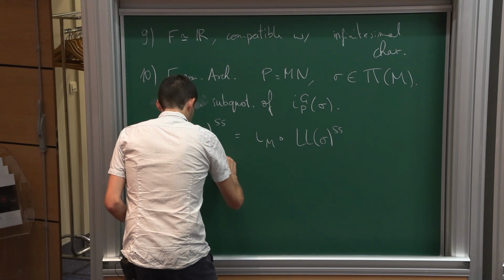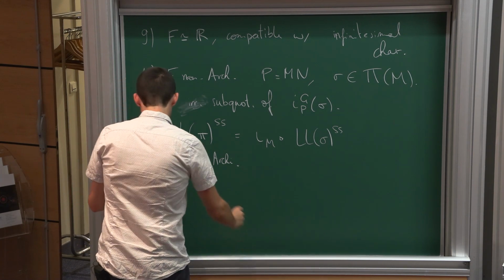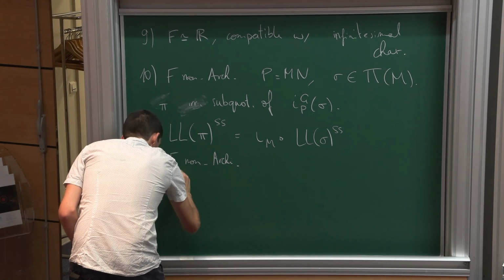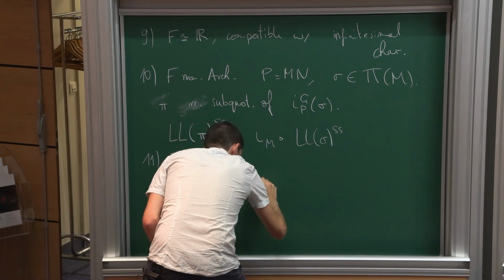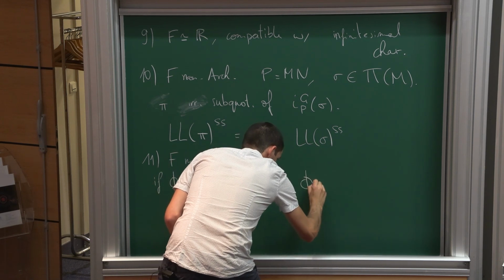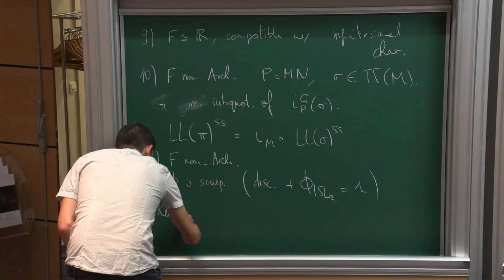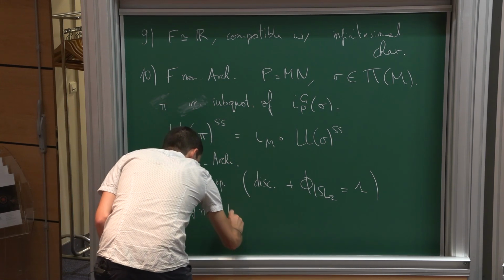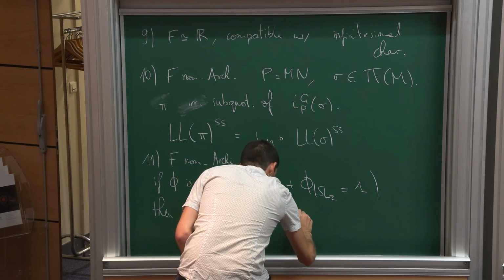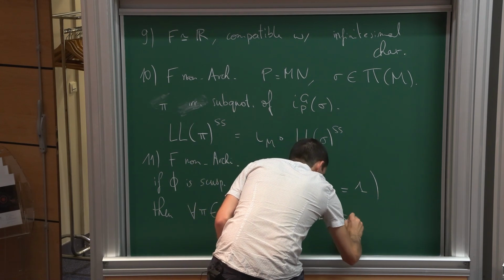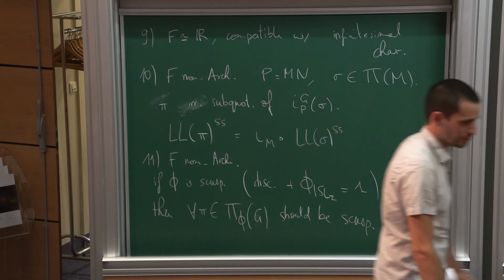So still non-Archimedean, if the parameter phi is supercuspidal, meaning that it is discrete and that its restriction to SL2 is trivial, then any element of the packet should be supercuspidal. And okay, that is not an equivalence.